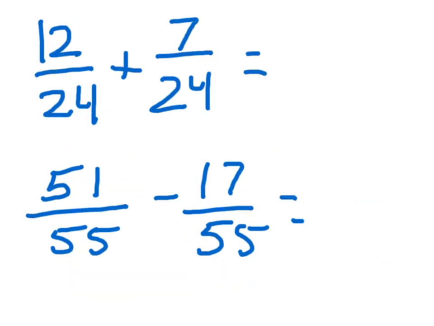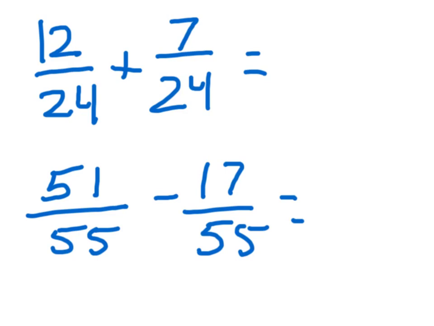So here are 2 questions for you to solve on your own. Give it a few minutes here. You can pause the video or you can do it in your head right now. Here we have our first addition question of fractions. We have 12 over 24 plus 7 over 24. And our second question is 51 over 55 minus 17 over 55.